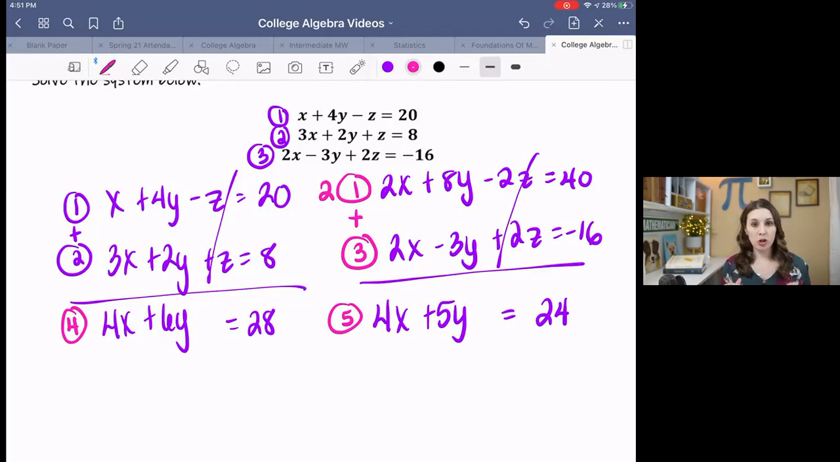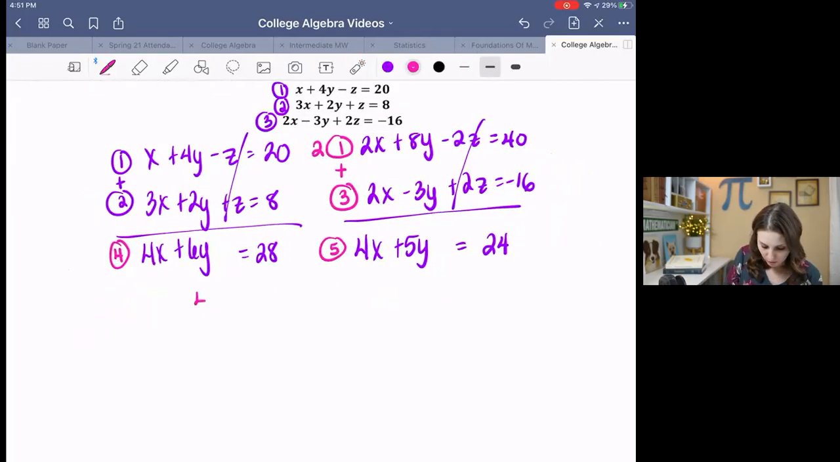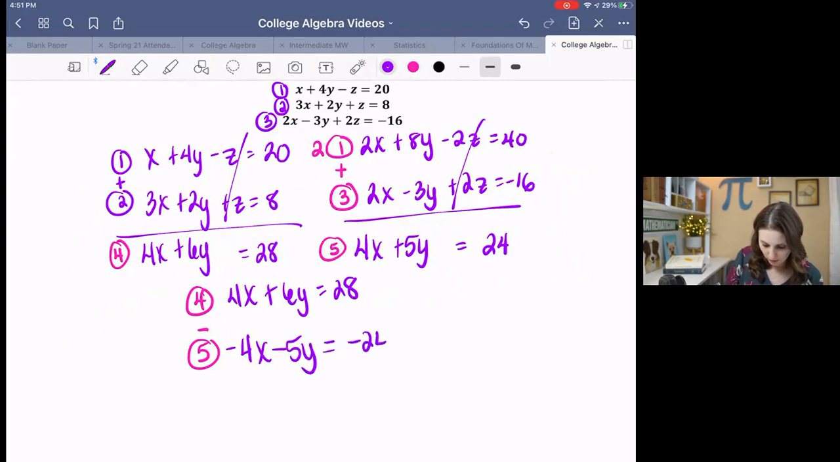Now I'm going to use equations 4 and 5 to eliminate another variable. It does not matter which variable you choose to eliminate. I prefer to eliminate x in this case because we have a 4x and a 4x, and all I have to do is subtract the two equations. So I'm going to take equation 4 minus equation 5: 4x plus 6y equals 28, minus 4x plus 5y equals 24. So the x's go away. They add to 0. And we get y equals 4.